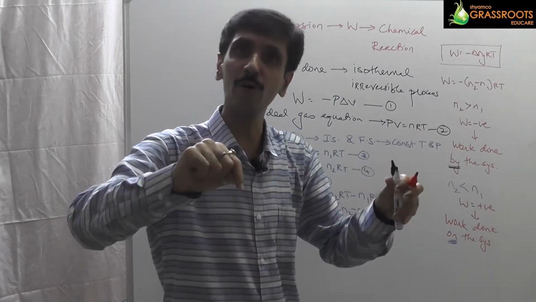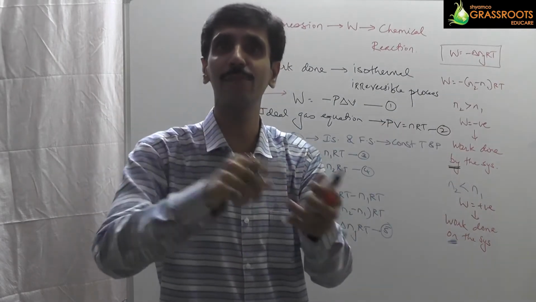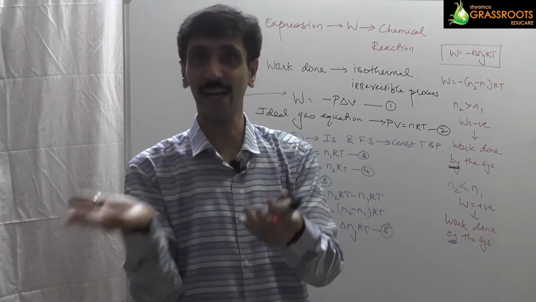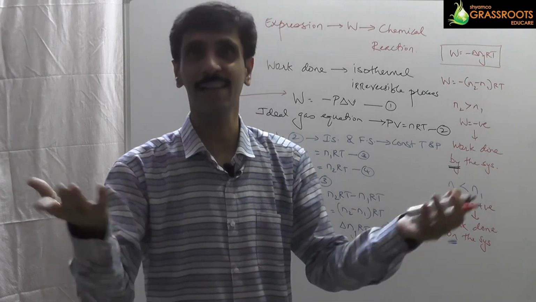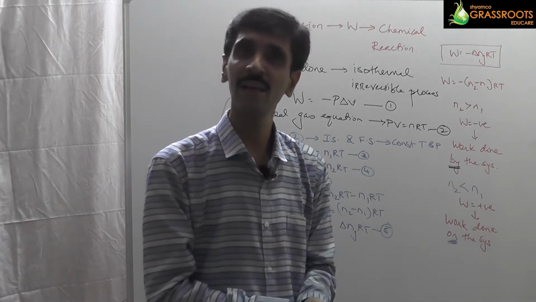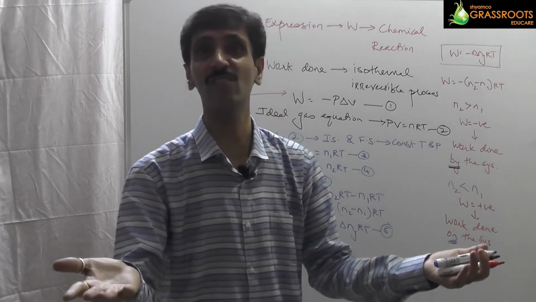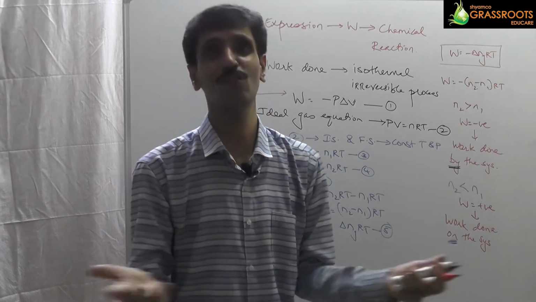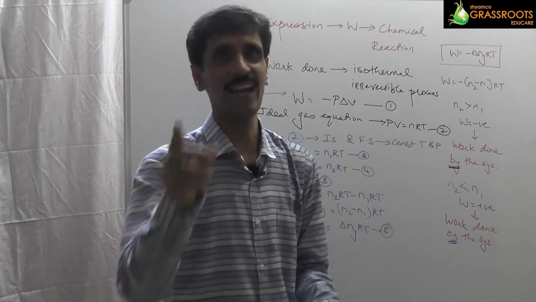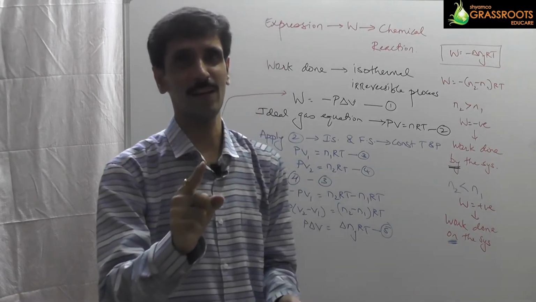Then the W that you get, you find out whether it is negative or positive. If the W which you get at the end is negative, that means the work is done by the system. And if after the calculation you get W positive, that means the work is done on the system. It's as simple as that, my dear friends. Okay, I hope you have understood this concept very well.